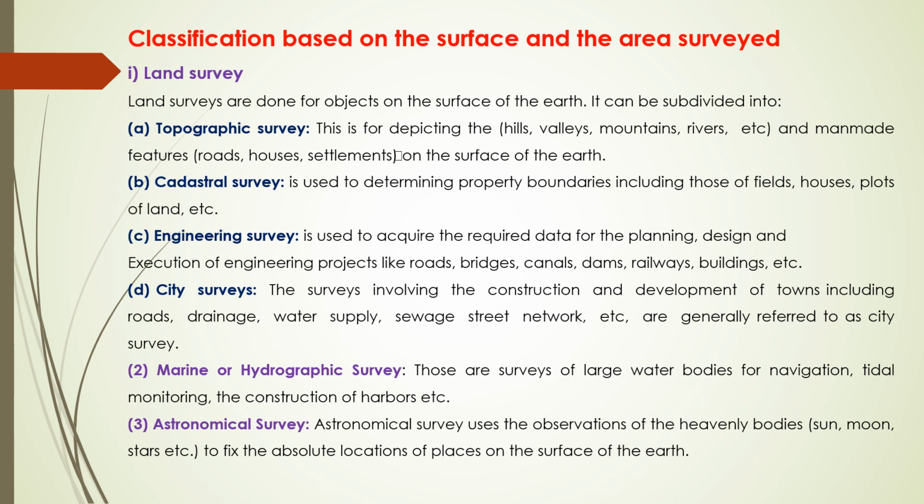Those are surveys of large water bodies for navigation, tidal monitoring, and construction of harbors. And the third is astronomical survey. Astronomical survey uses the observation of the heavenly bodies such as sun, moon, and stars to fix the absolute location of places on the surface of the earth.